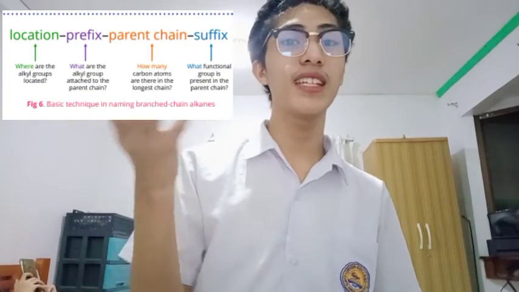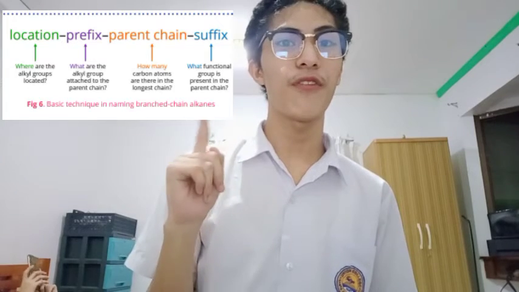These are some examples of alkyl groups. This is the basic technique in naming branched chain alkanes: the location, prefix, parent chain, and suffix. To properly designate the alkyl substituents, the carbon atoms in the parent chain are numbered starting from a terminal carbon atom. Each number is called a locant. The chain can be numbered starting from either terminal end, but the preferred numbering scheme should designate a lower locant to the alkyl substituent.